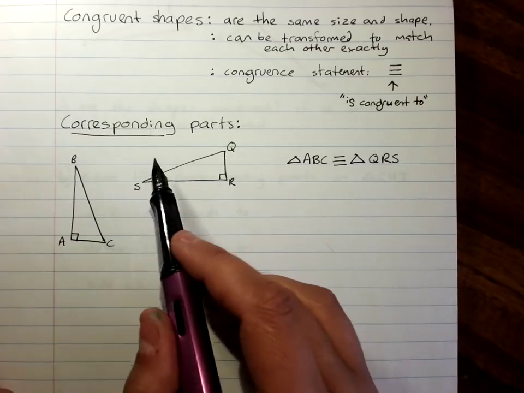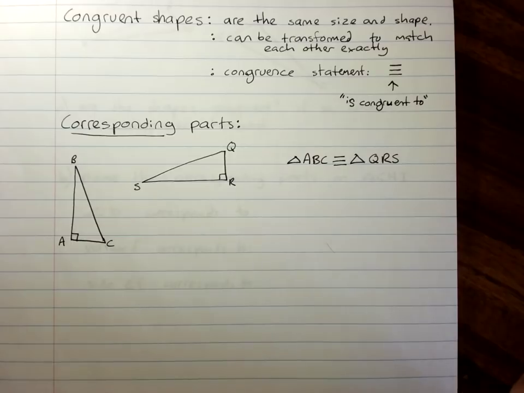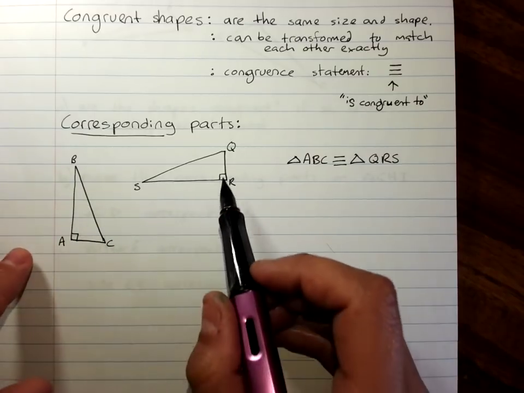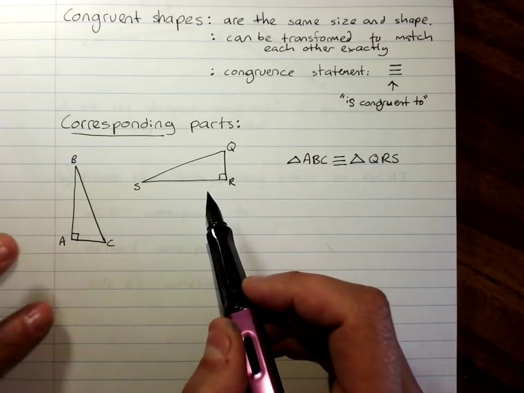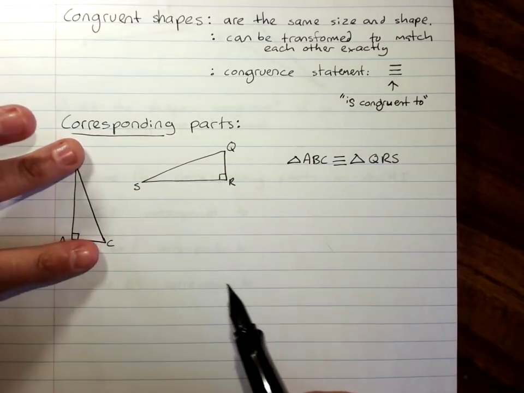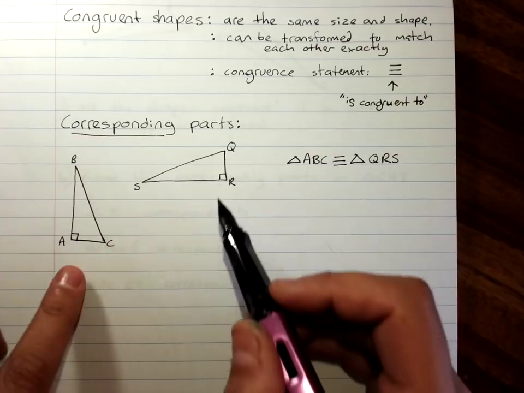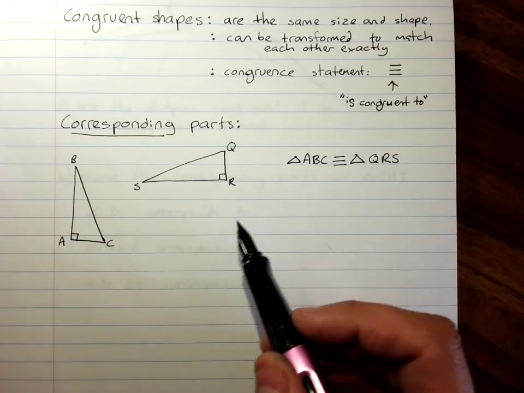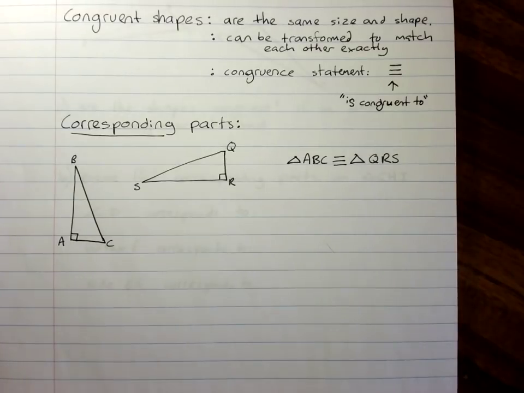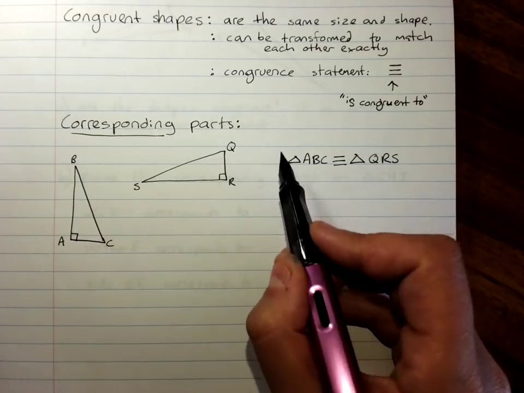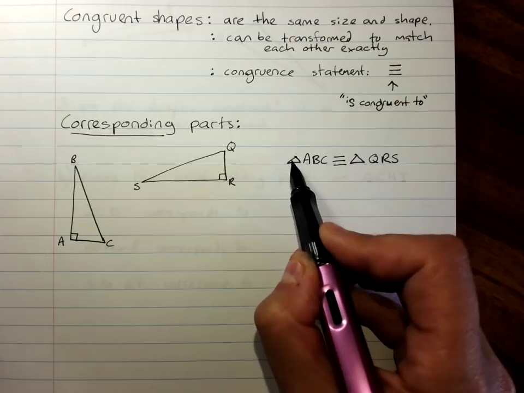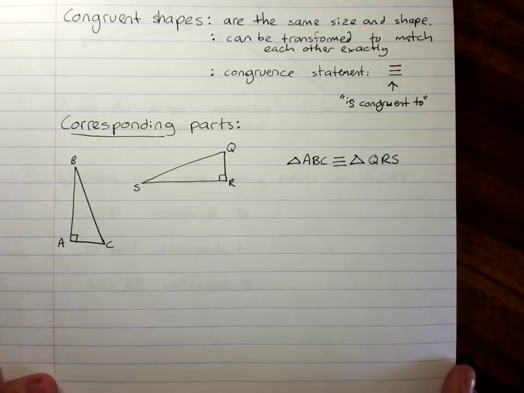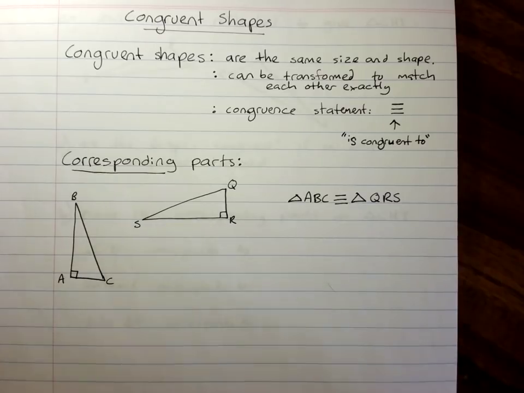So corresponding or matching parts are identified by looking at which one would be the same if I overlapped these. If I rotated this and moved it over, AC would overlap with QR. One more thing, a little triangle sign like that just means triangle. For any other shape, we'd just say shape.